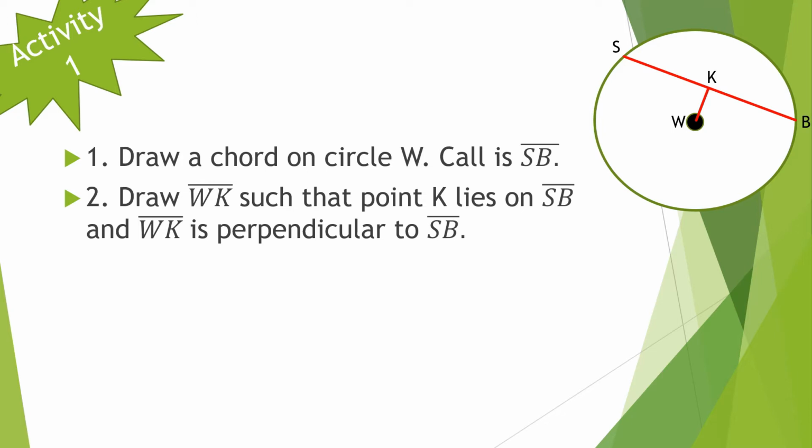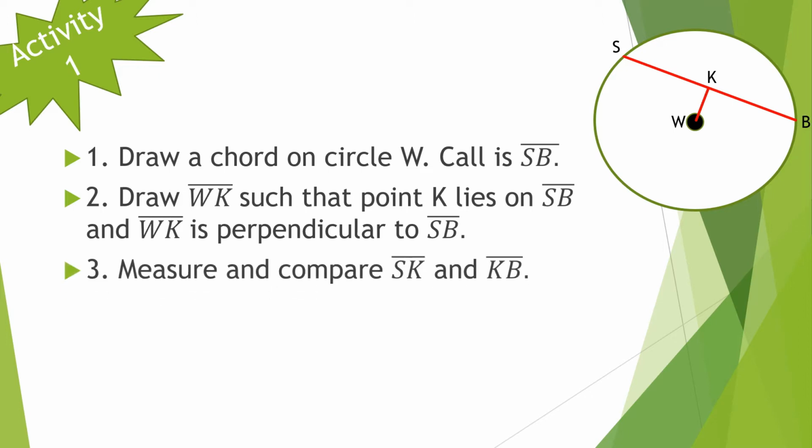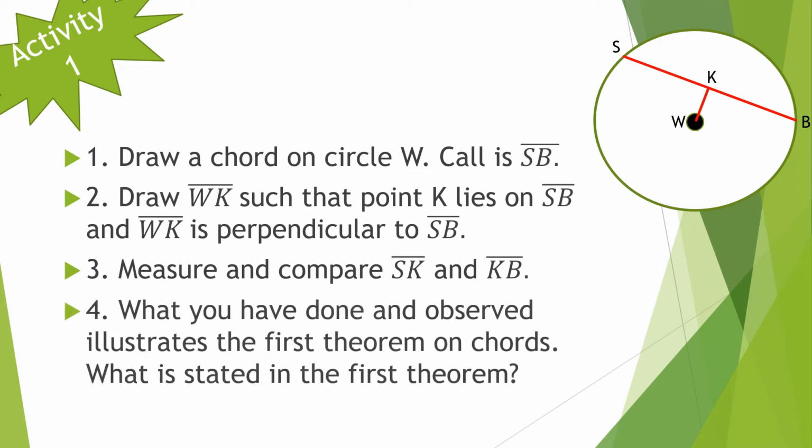When we say perpendicular, two lines are perpendicular when they form a 90-degree angle. So here, WK and SP are perpendicular to each other. That forms 90 degrees. Measure and compare line segment SK and line segment KB. So if you're going to measure the two line segments, what do you think? Yes, they are equal. So what you have done and observed illustrates the first theorem on chords.